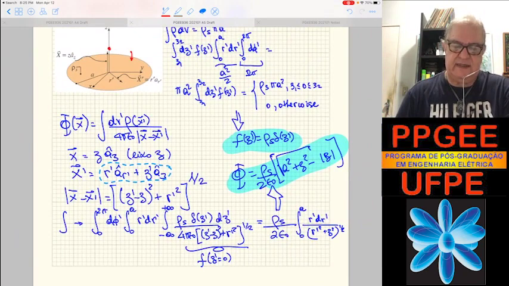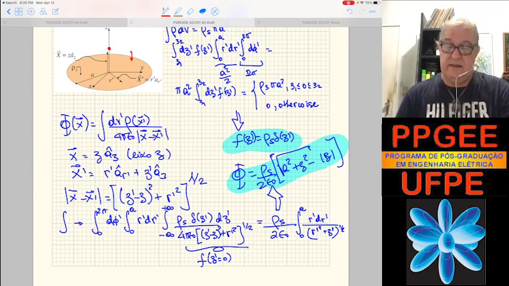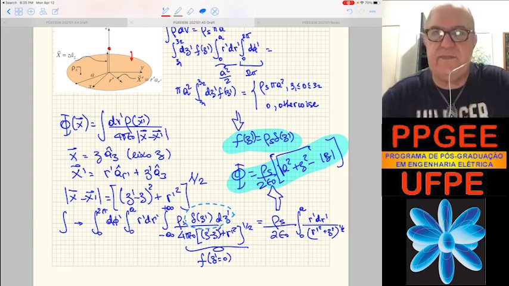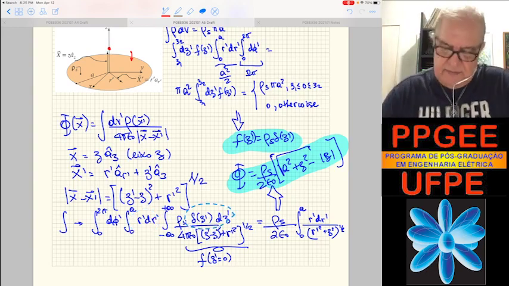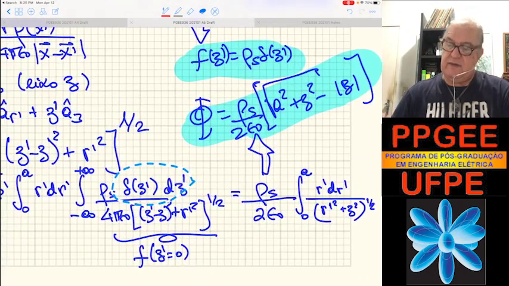So we have that easily, this magnitude that appears in the expression, z prime minus z square plus r prime square. Then you can do the calculations, right? You can integrate the whole space. The delta function is going to pick up at z prime equals 0. So we have a very simple integral to be calculated here.